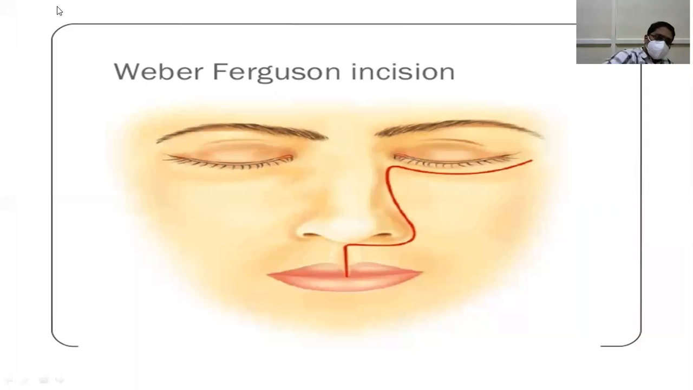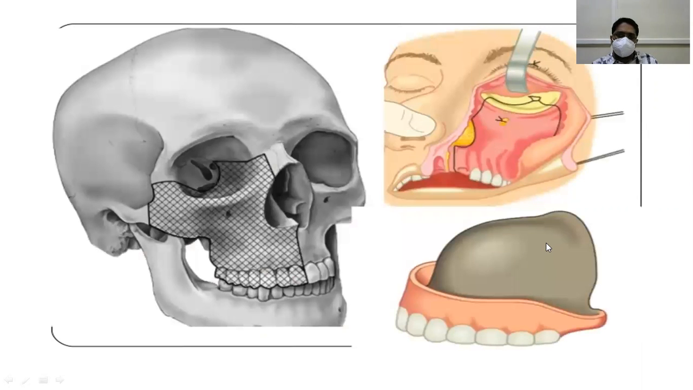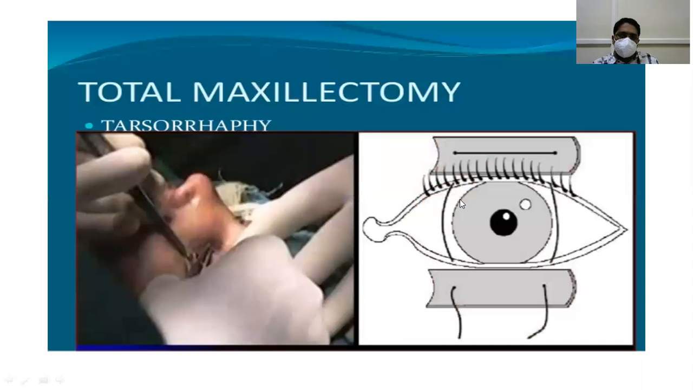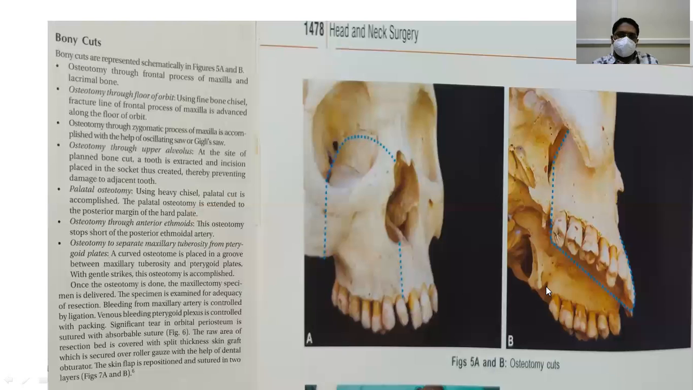You know the names of this one: Moore's incision, Weber Ferguson's incision. Okay, for the maxillectomy cuts, you should also know at least the names. Okay, total maxillectomy. It is tarsorrhaphy, closing the upper and lower eyelids. See here, what are the osteotomy cuts? You need to know the bony cuts.